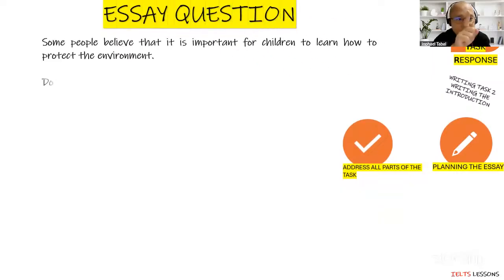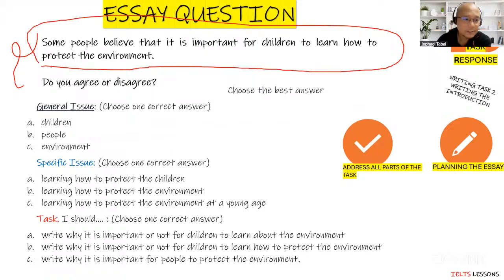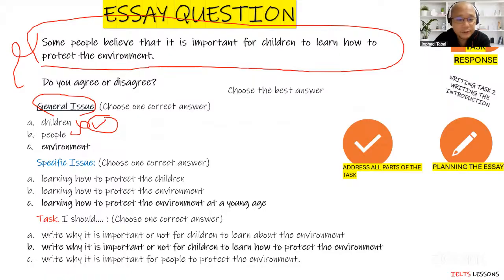So there are three main parts of the introduction: the hook sentence or opening statement, then paraphrasing, and then your answer. The same thing here. This is the task, and the general issue here is about the environment, not about people or children. If candidates talk about children or people in their essay more than about the environment, that is probably a strong indicator that they haven't totally understood the task.